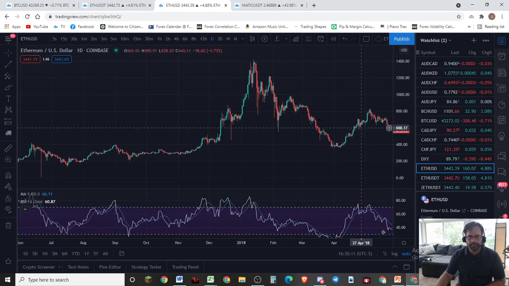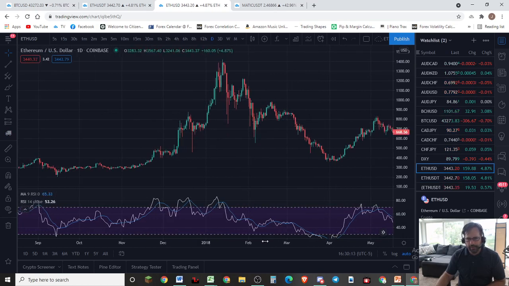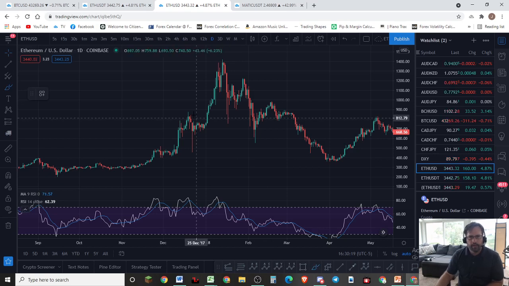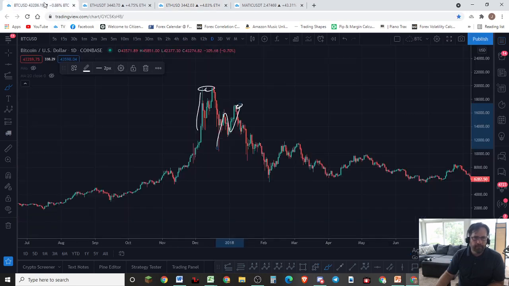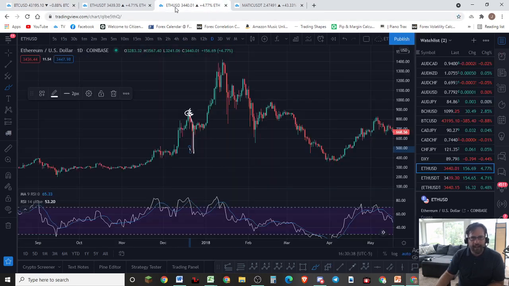You'll notice that this right here was actually Bitcoin's market top. That's the point. That's December 21st, 2017, right in that range. So there's the market top. This was the first dip of Bitcoin. When Bitcoin made its three-wave move back to the upside, that's when Ethereum decides to have a blow-off top there.